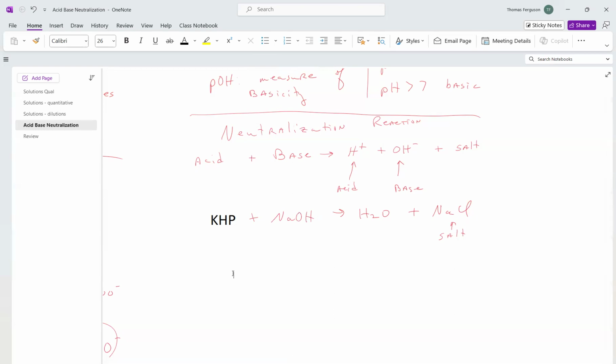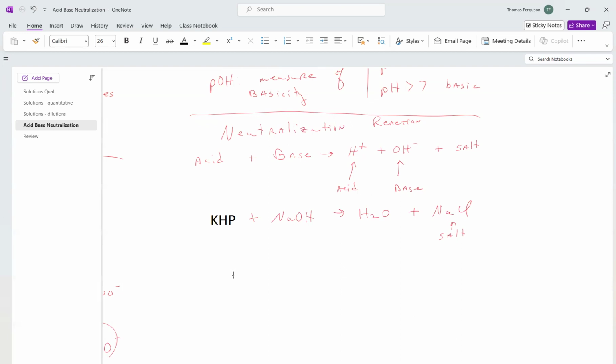Now, why are we using KHP, why not HCl? The reason we're using KHP is because it's a dry acid. When we measure stuff, it's easier and more precise to measure dry things as opposed to liquid things. The liquid measuring devices are much less precise than a scale or a balance. So that's why we like to use a dry acid. What we don't know is the concentration of the sodium hydroxide.